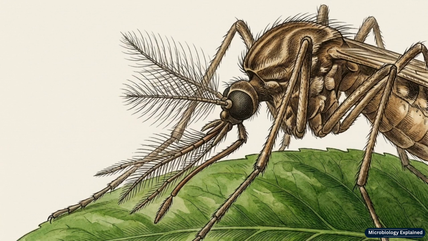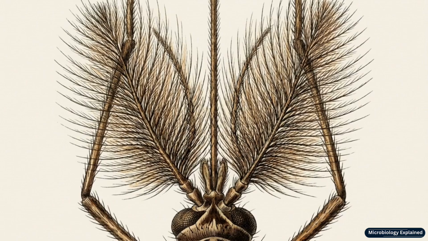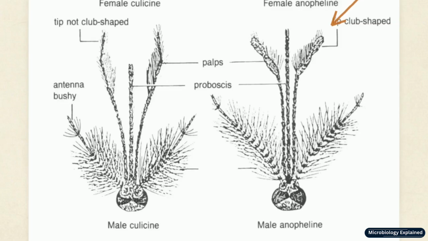Male mosquitoes require different identifiers since they do not possess blood-feeding mouthparts. Diagnostic attention shifts to the male antennae and the shape of the extreme tips of the palps. The male Anopheles features distinct club-shaped tips on the palps. The male Culecine has bushy antennae, but the palp tips are not club-shaped.